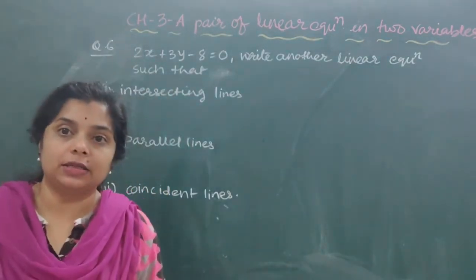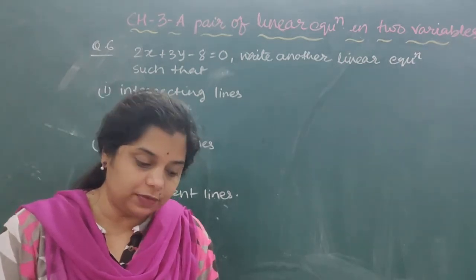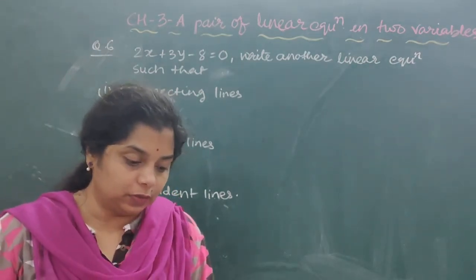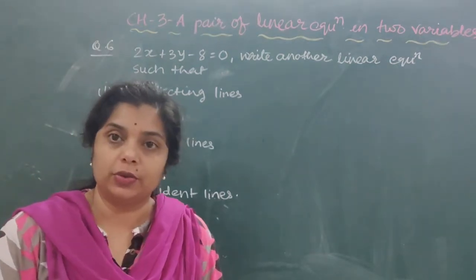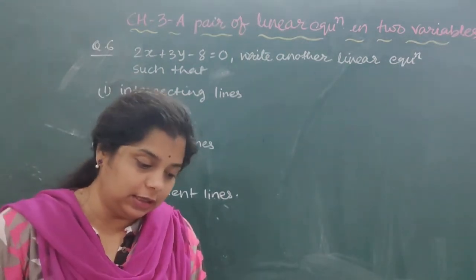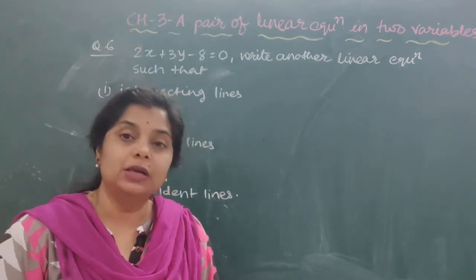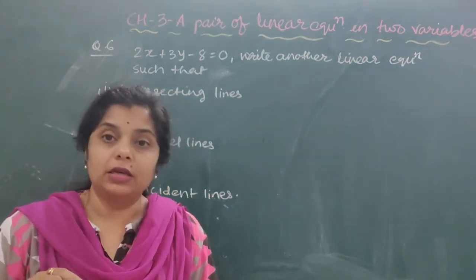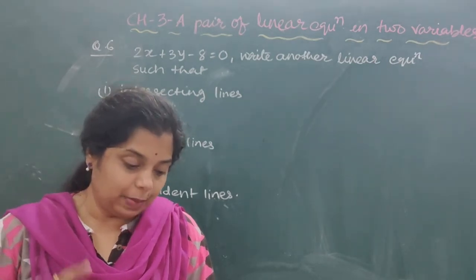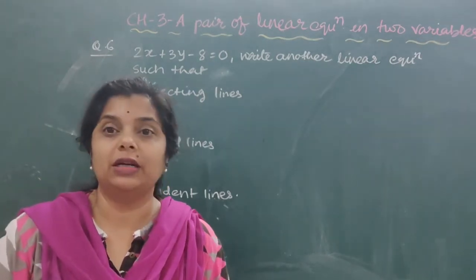Now let's start the sixth question. In that it is given a linear equation 2x plus 3y minus 8 is equal to 0. Write another linear equation in two variables such that the geometrical representation of the pair is intersecting lines, parallel lines and coincident lines.